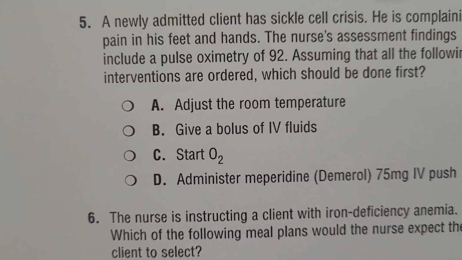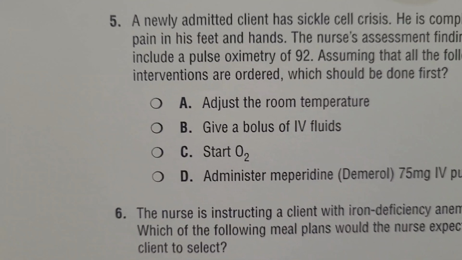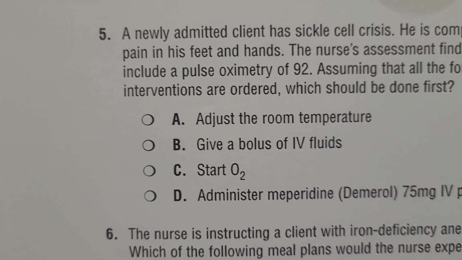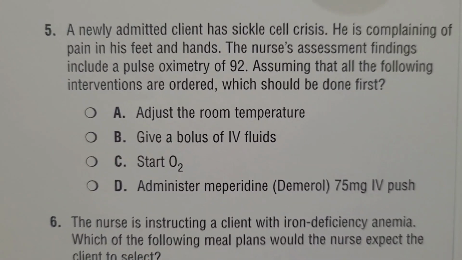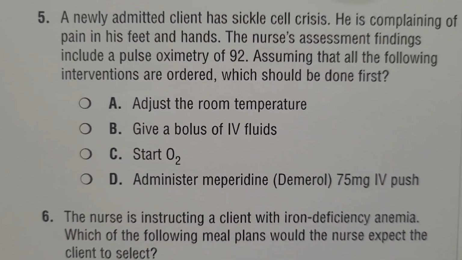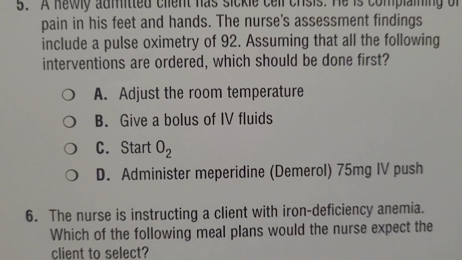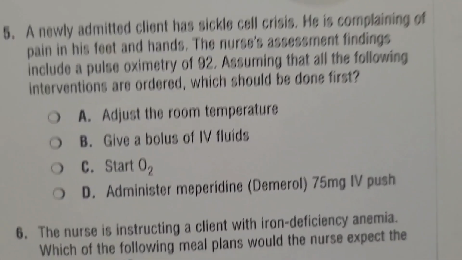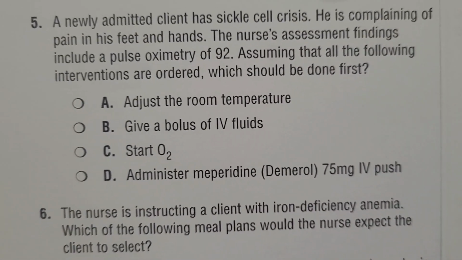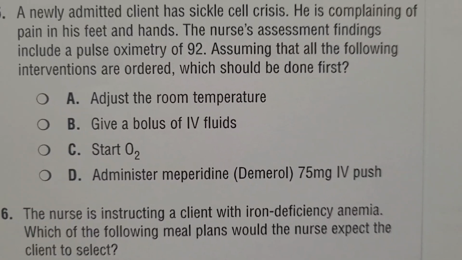So our option number A is adjust the room temperature. Answer A is incorrect, because a warm environment actually reduces the pain and minimizes sickling, but at this time this is not the priority. So this is incorrect. Number B, give a bolus of IV fluids. As I told you, hydration is very important for the sickle cell crisis patient, but at this time this is not the priority. So this is incorrect.